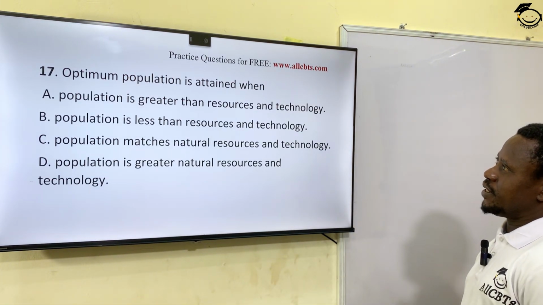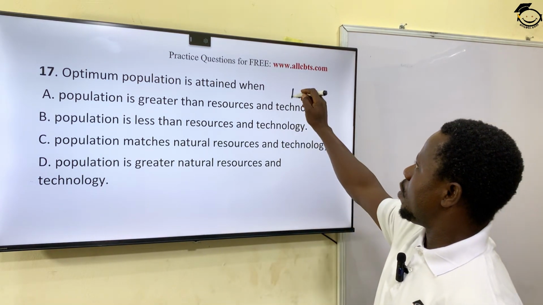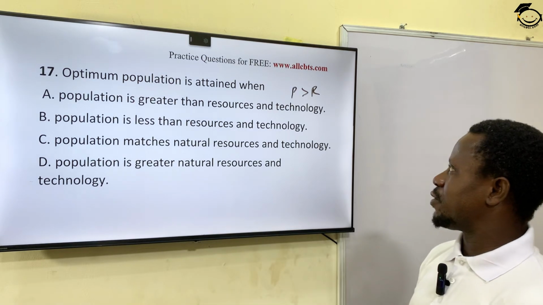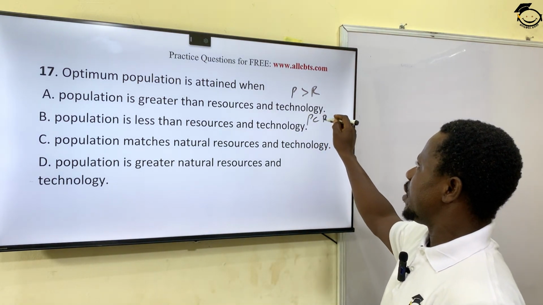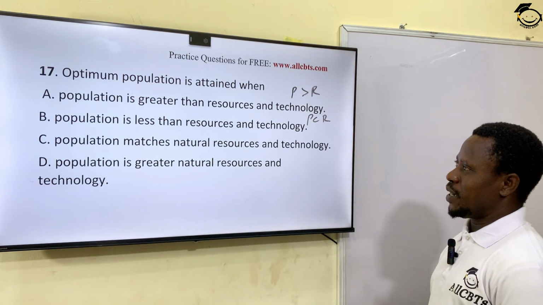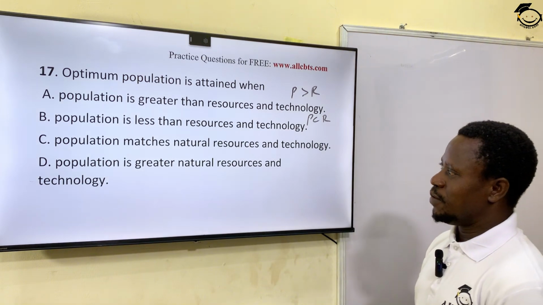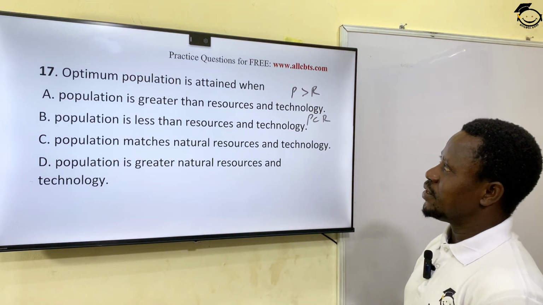Optimum population is attained when A, population is greater than resources and technology; B, population is less than resources. A and B are opposites. Okay? C, population matches natural resources and technology; D, population is greater than natural resources and technology.